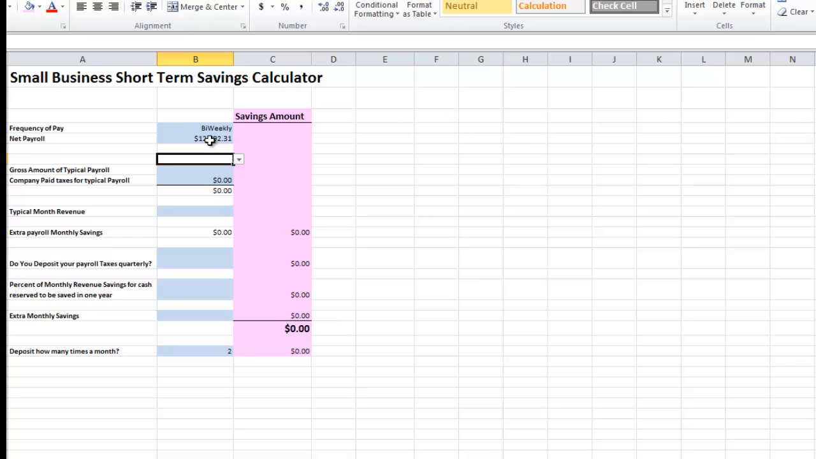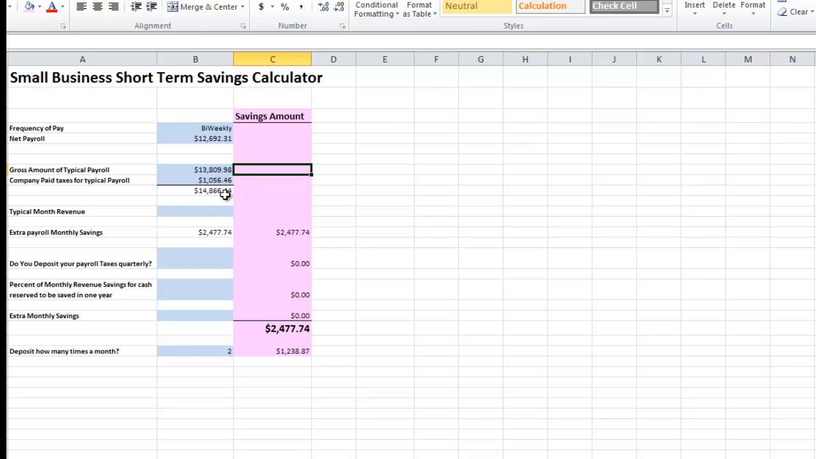Okay. Then we're going to want to enter in what was the gross payroll for one pay period. And if you don't know the difference, let me just explain really quick. Gross means that's before taxes are taken out. Net means it's after taxes are taken out.